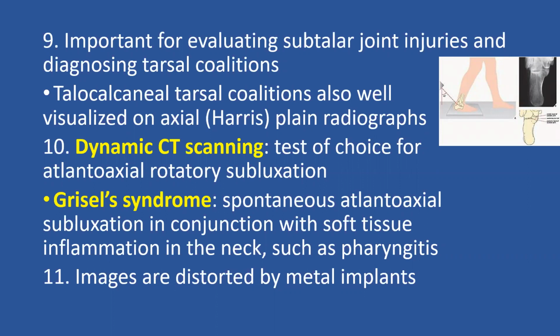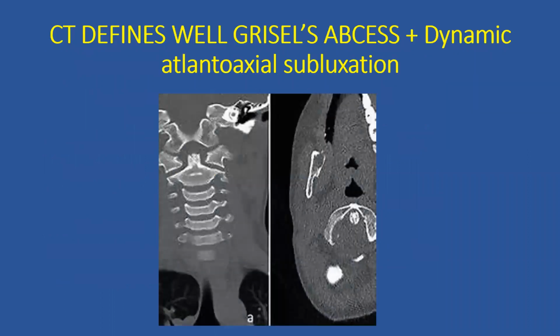Grisel's syndrome is when you get an infection in the pharynx. It was very common during the tuberculosis years. This infection causes inflammation. It weakens the atlantoaxial joint. CT will tell us whether there's subluxation or dislocation in the anterior or posterior direction. So CT is very important in these cases. Like in this case, this patient had a pharyngeal abscess with inflammation, weakness of the ligament, and as a result, there was a subluxation in the anterior direction. You have to pay attention to this.